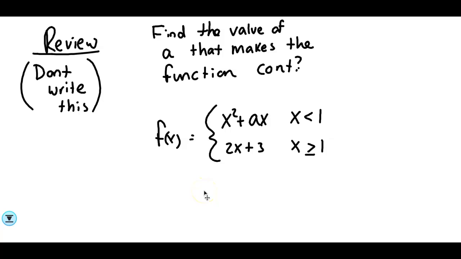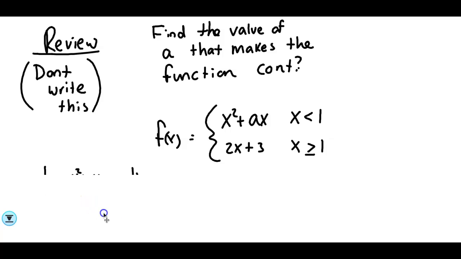Before we begin an example of today's new lesson, I want to review an older question with you guys a little bit. I don't want you guys to write this, I just want you to review it. I gave you guys a piecewise function in the past with a missing number represented by the letter A. And the goal was to find the value of A that would make this piecewise function continuous. As you guys know, in order for a piecewise function to be continuous, the function has to exist at that point. Since there's an equal sign, it exists there. But we also need the limit from the left and the right to match so that the limit exists.